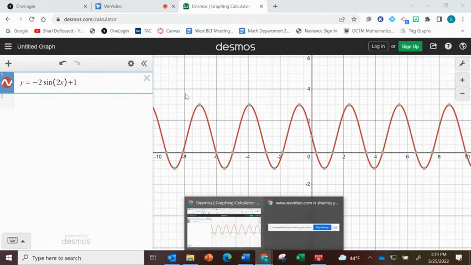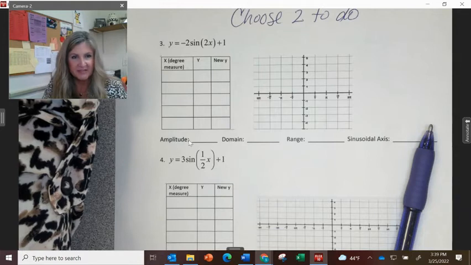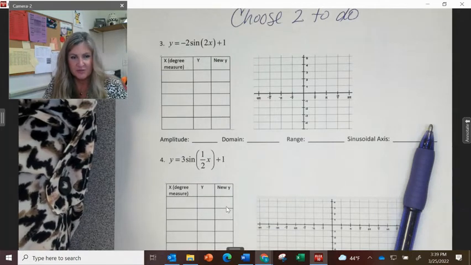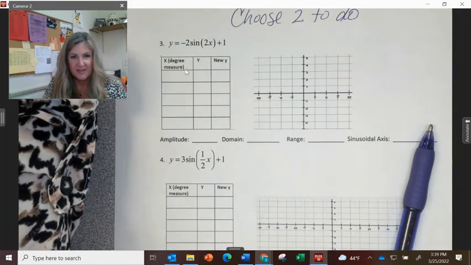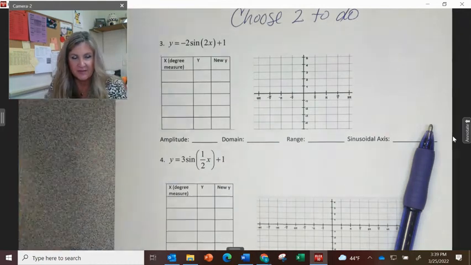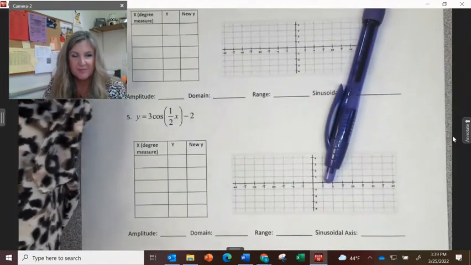All right, guys, I hope that you're doing well. I hope this is all making sense to you. Again, just do 2 of these 3. These are both sine, and then the last one that you see there, that one's a cosine one.